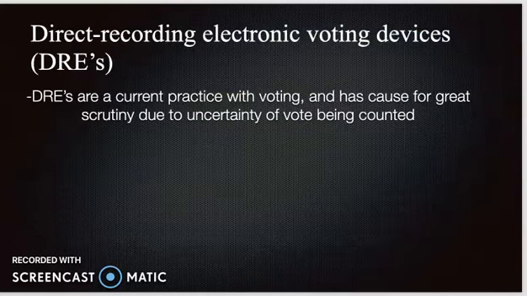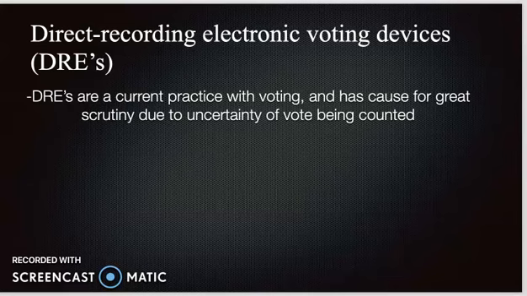So currently, direct recording electronic voting devices are used when it comes to voting. And the main issue that is brought up with this is that it has a cause for great scrutiny because of the uncertainty of votes actually being counted, or if there is an error with tallying votes, there's no way of really knowing until the results are coming out.